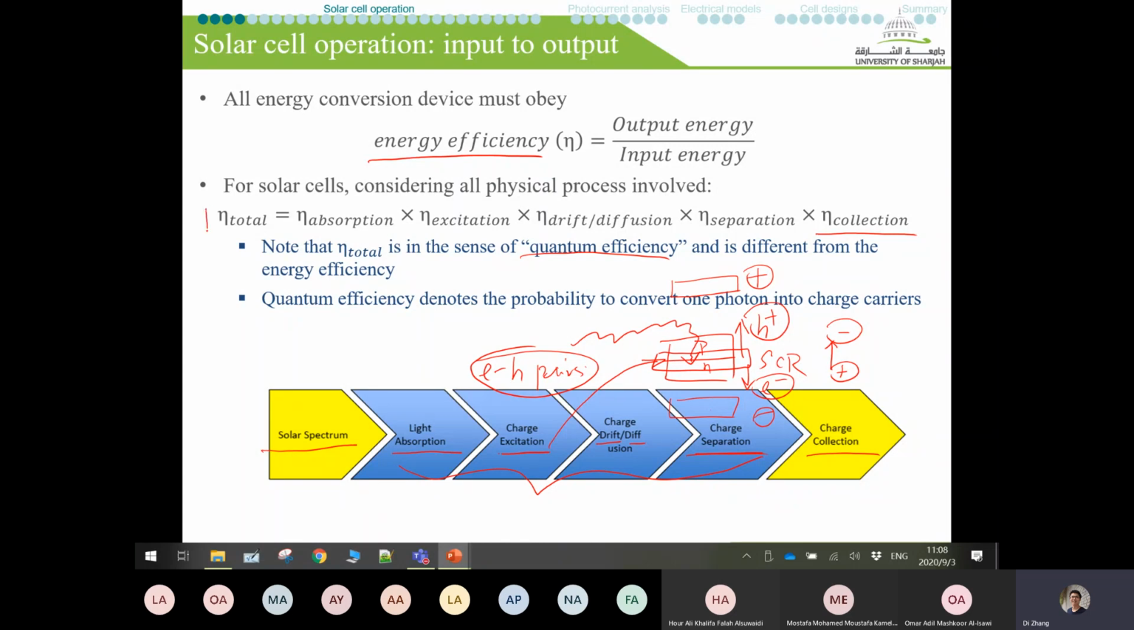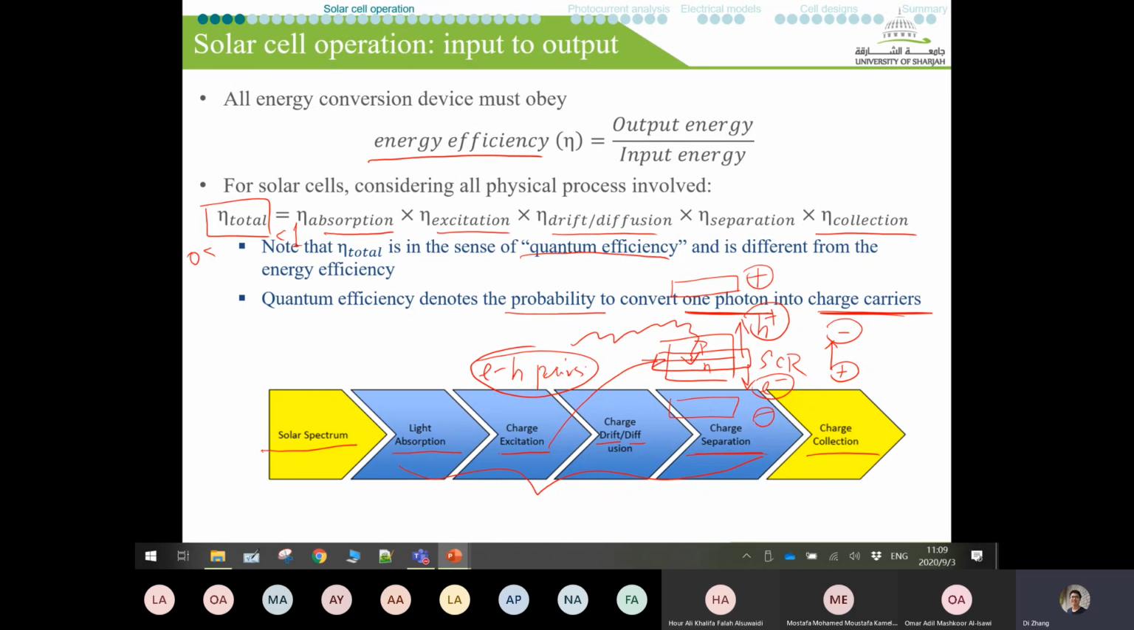In the end, obviously, the total quantum efficiency should always be between 0 and 1, or between 0 and 100%, because all the efficiencies involved in the multiplication are always numbers between 0 and 1. So if you multiply, the overall efficiency should be smaller than any of the efficiencies involved. So what does the quantum efficiency mean? Quantum efficiency basically describes the probability for you to convert one photon into an average probability of charge carriers.